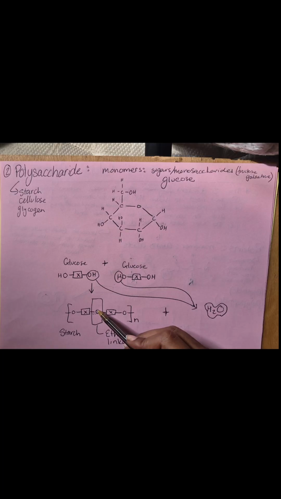And this linkage, just an O by itself, is called an ether linkage. Okay, so this is going to be starch. A bunch of glucose together, we've got starch. And it's the ether linkage.